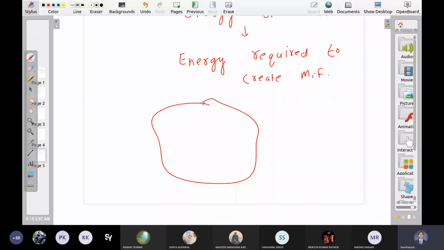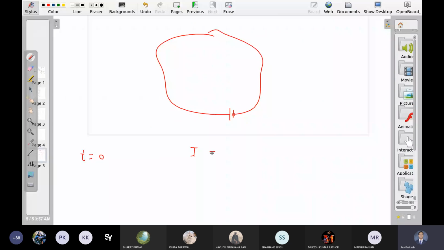But what is the problem? क्या problem आता है? Problem is this. t is equal to 0. What was the current? No current. After some time, let us say t is equal to t naught. This is the current. So you can see current is increasing, right? This means B is increasing.